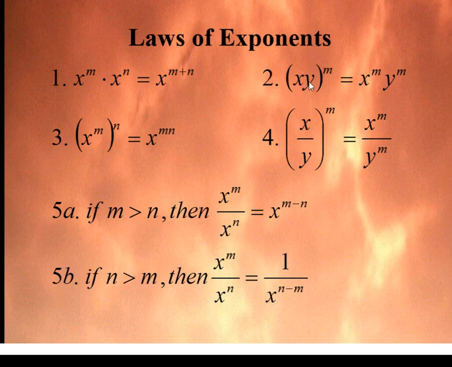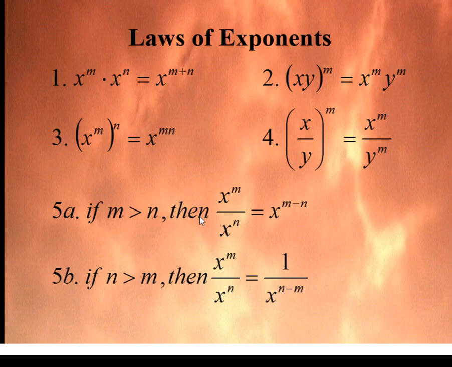Or if we had xy, the quantity x times y to the mth power, that's the same thing as saying x to the m and y to the m. On number 3 here, we've got x to the m, and that whole quantity is to the nth power. Well, then we can just multiply the exponents, x to the m times n. Number 4 here, we've got x over y to the mth power. We could rewrite that, simplify it as x to the m over y to the m.